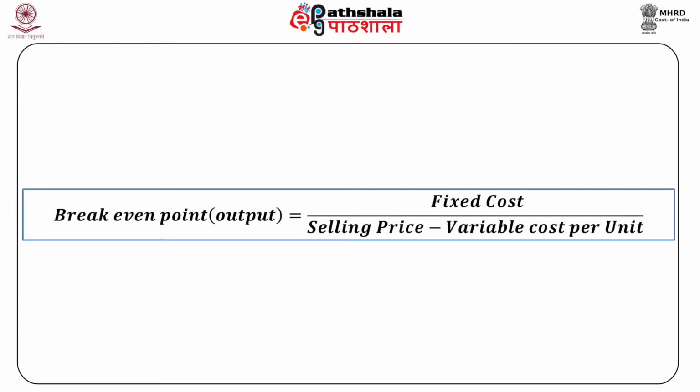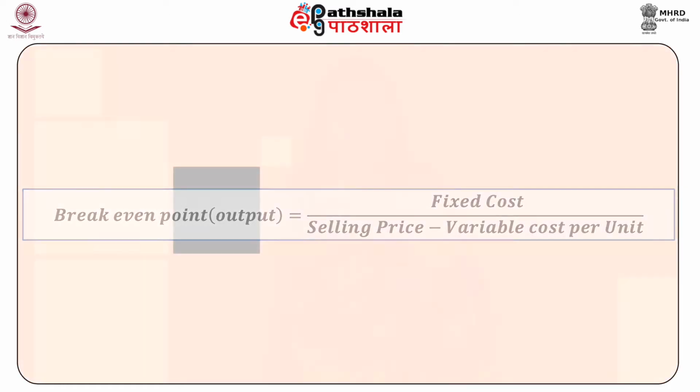Calculating the break-even point by using the graphical technique is a cumbersome process. Break-even point can be calculated by using the following formula. Break-even point is equal to fixed cost divided by selling price minus variable cost per unit.